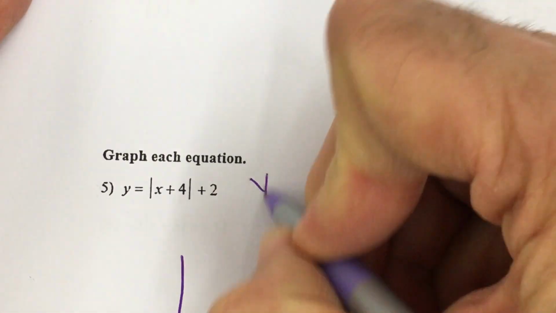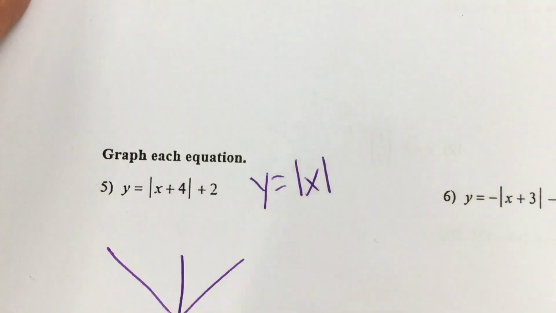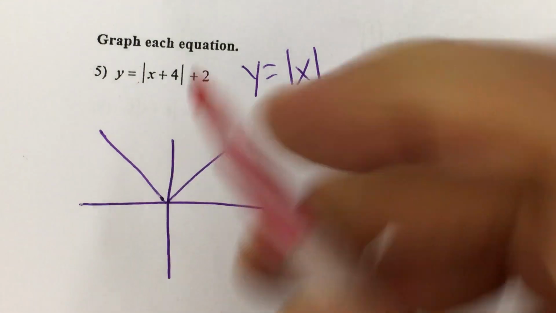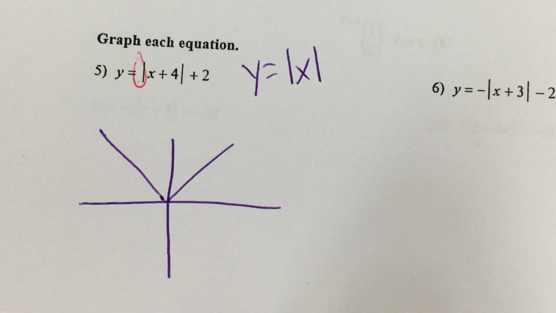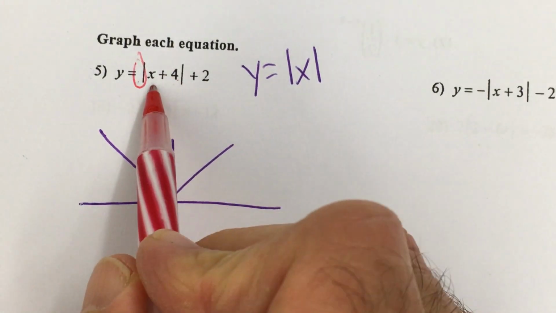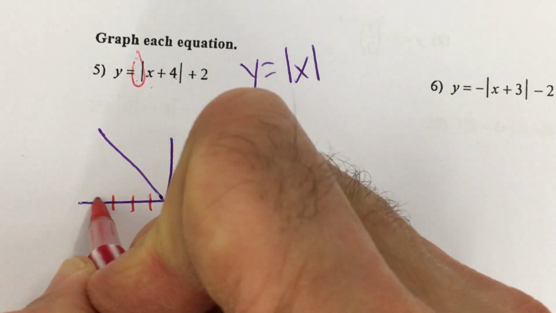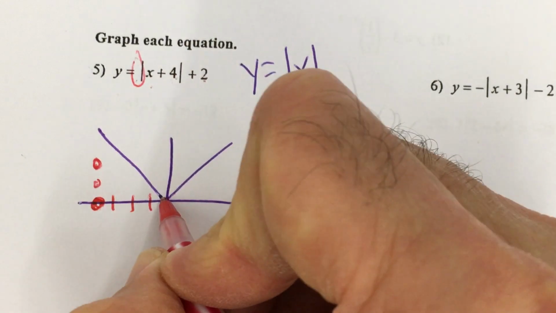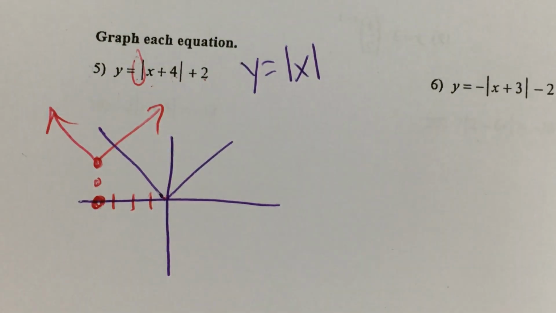Well, I know that y equals absolute value of x looks like this. Okay, that's your basic. What has changed? Well, this a value has not changed, so it's still going to have a slope of 1 in both directions. Plus 4, my x is telling me to go the other way, 4. 1, 2, 3, 4. Then I'm going to go up 2. 1, 2. This part right here just moved to here. That's my new graph.